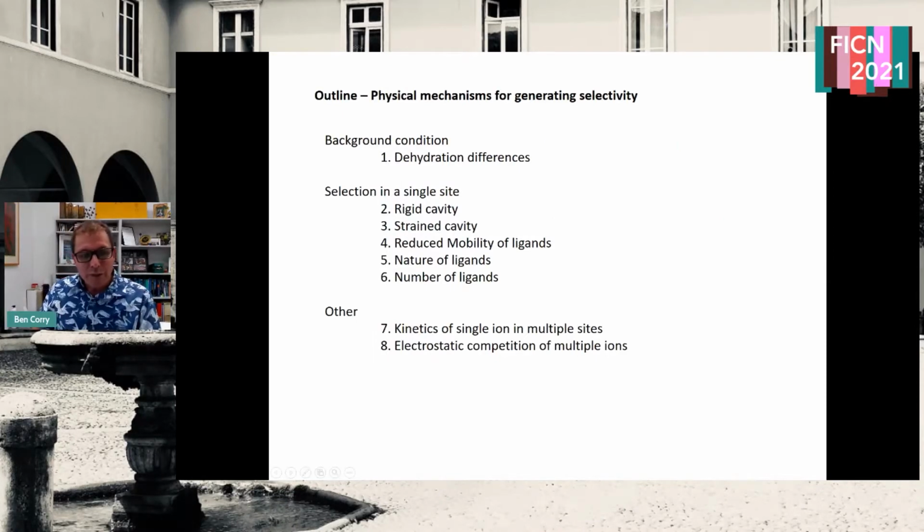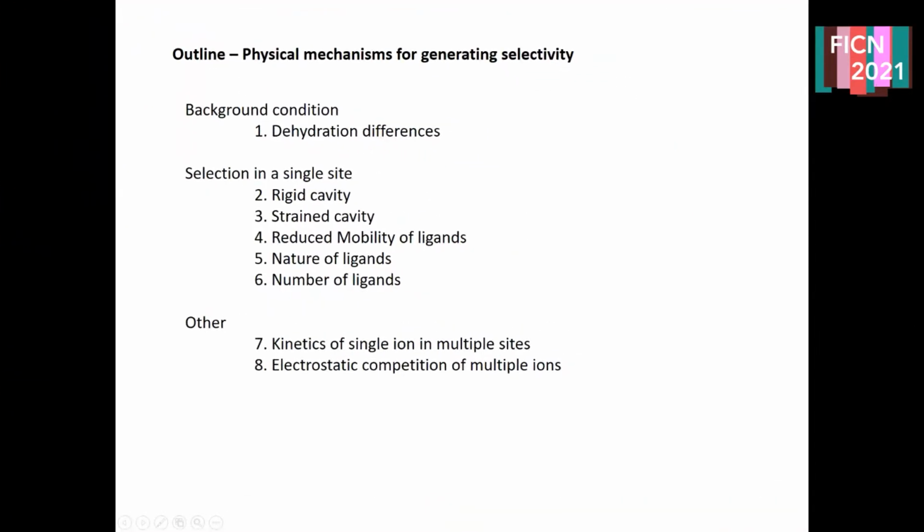In my talk, I want to go through 8 different mechanisms that I can think of for achieving selection. And as I say, I'm not here to say that one is particularly the most relevant in a particular case, although I will give some examples, but rather to talk about these as a kind of toolkit that we can use to understand selection in a range of different situations. They range from the background dehydration differences through to differences at specific sites, to the different kinetics and the competition of multiple ions.